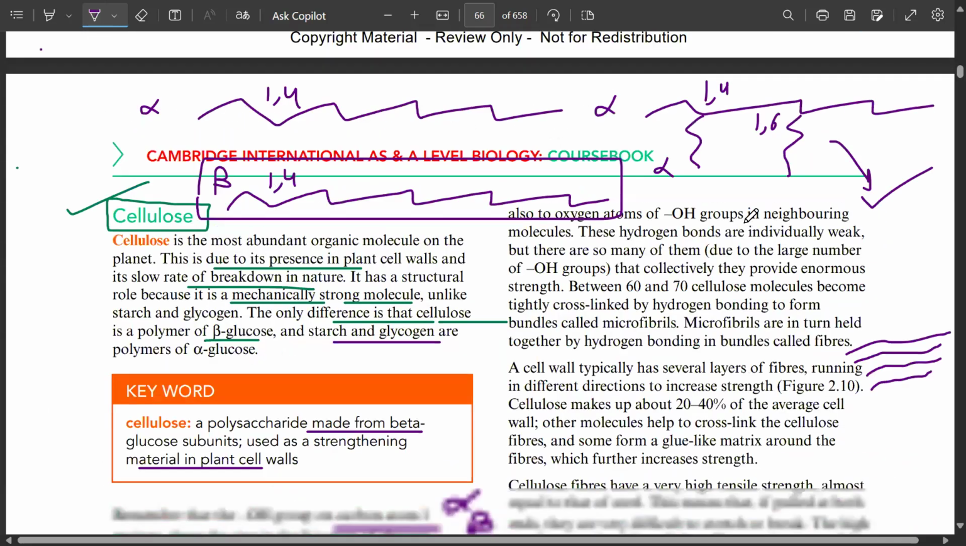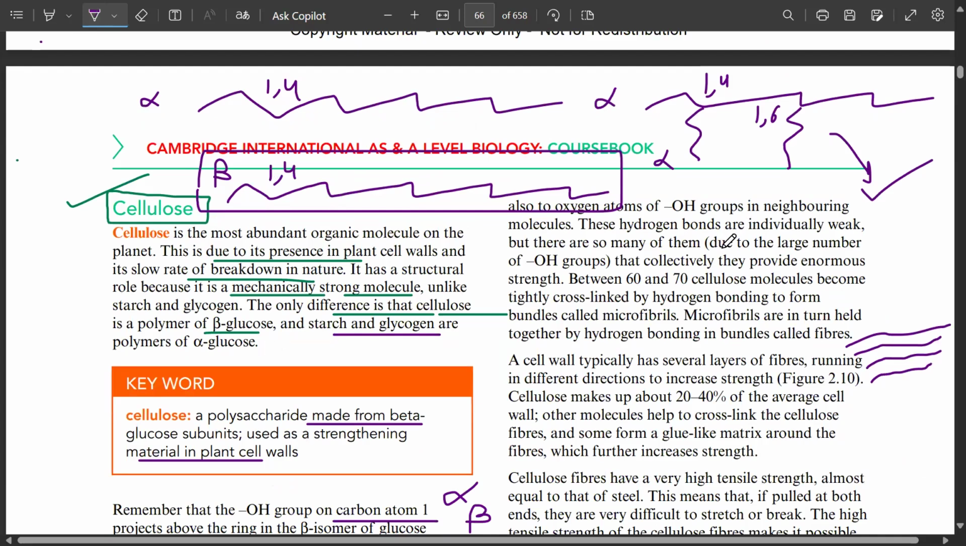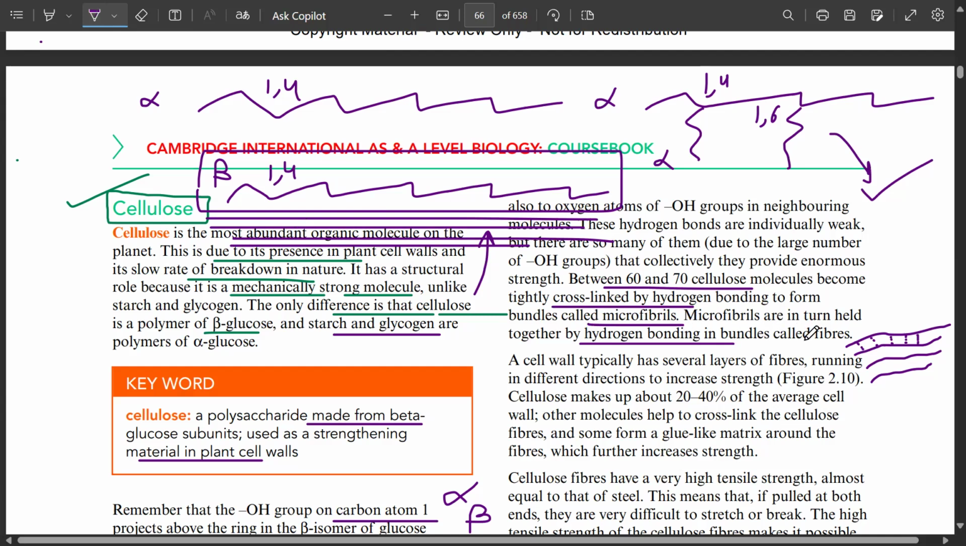So what happens is now these hydrogen bonds are the ones that actually hold what? The different cellulose microfibrils. This is what we have just talked about. This is one microfibril. A lot of microfibrils are needed, which are going to interact with the help of hydrogen bonds, and between 60 and 70 molecules form tightly crossed links by hydrogen bonding to form these bundles called microfibrils. Microfibrils are then in turn held together by hydrogen bonding to form bundles called fibers. Got it?